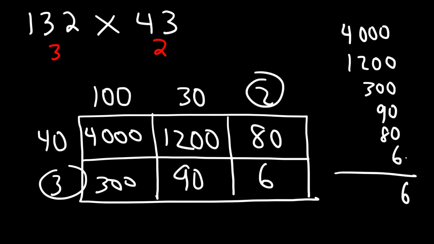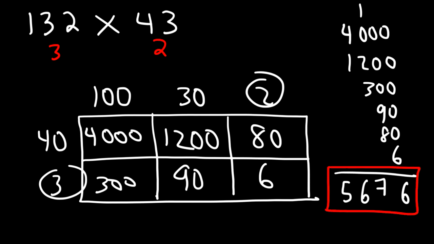So this is going to be 6. 9 plus 8 is 17. Carry over the 1. 1 plus 2 plus 3 is 6. And then 4 plus 1 is 5. So our answer is 5,676. Now, to check the work, multiply 132 by 43. And you should get 5,676.